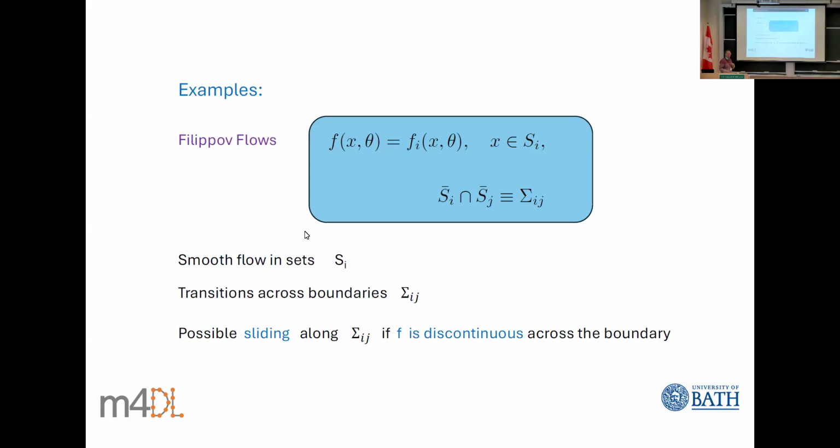So these sort of problems are quite common in control, which is to say why Michael Muehlebach's work is so relevant to this. And so you have smooth flows in sets, and then you have transitions between those sets, and you get changes. And you can have sliding, which means evolution along the set, if the function is discontinuous.